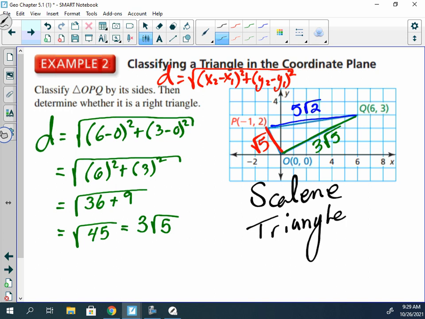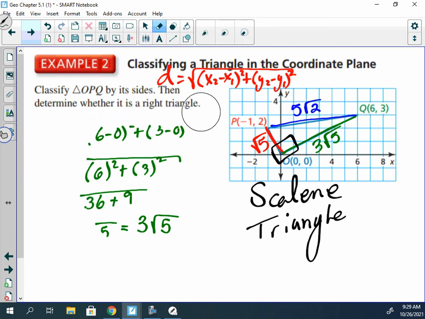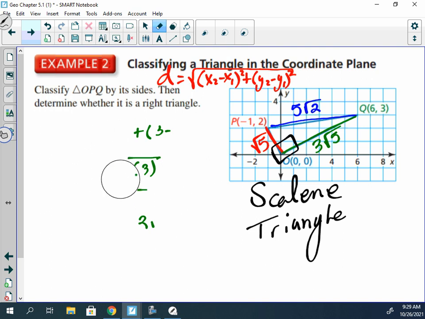Now it did ask for one other thing. Determine whether it is a right triangle. So looking at this figure, if it was a right triangle, the right angle would most likely be here, yes? Okay. I'm going to erase this here.